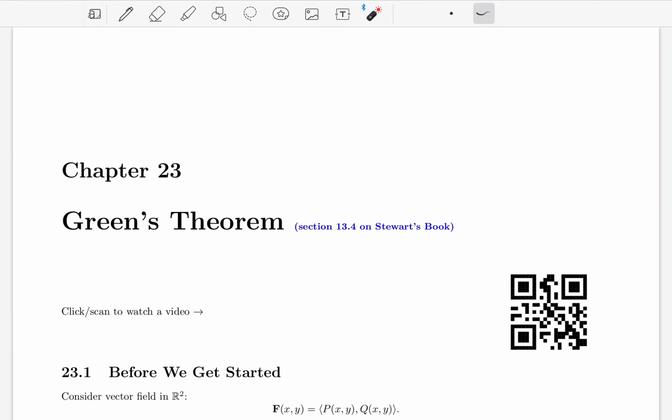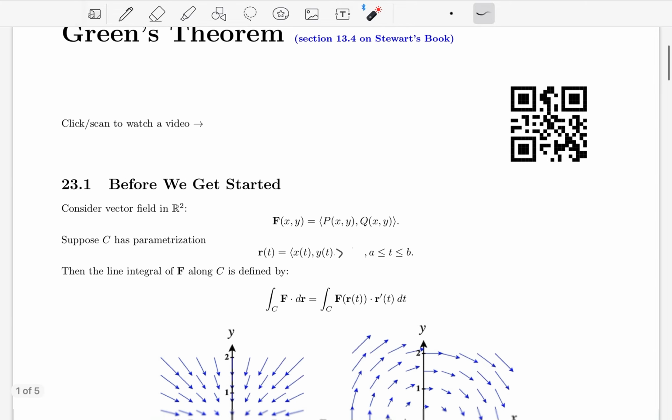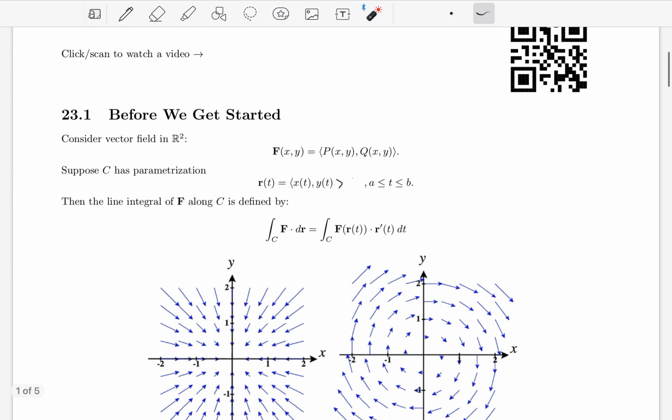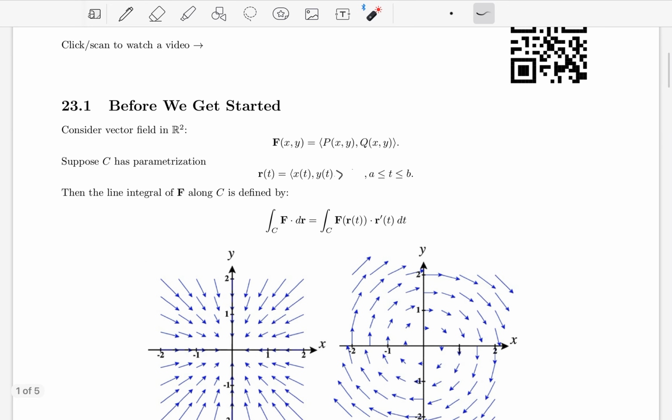Hello. In this video, I'm going to go over section 13.4, Green's theorem. But before I go over the theorem, I want to remind you of some notation and even a theorem. So if I'm in R2, then my vector field has components P and Q. These are functions of X and Y.